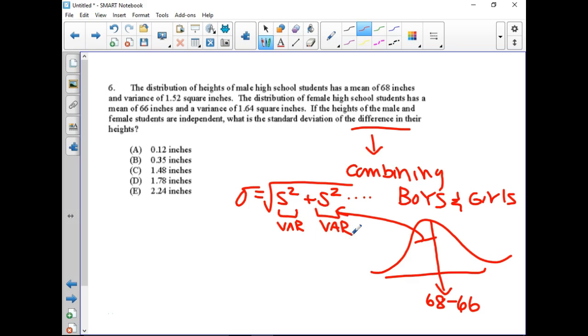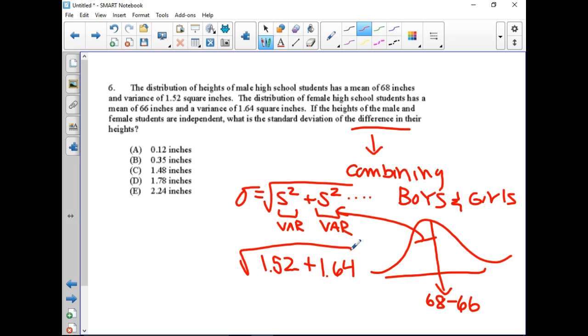So you take 1.52 plus 1.64, and you take the square root of that, and what do you get for an answer? My key, what is it? D. And number 6, I have D as well. Very good. Okay, question.